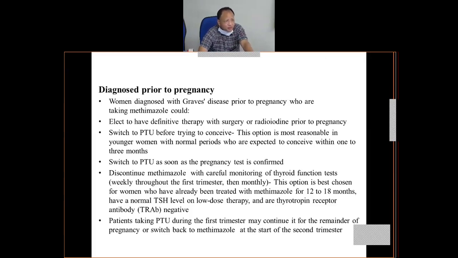Switch to PTU before trying to conceive, or as soon as a pregnancy test is confirmed. Discontinue methimazole with careful monitoring of thyroid function tests. Whenever a patient taking methimazole becomes pregnant, you switch over to PTU. However, whenever you switch patients from methimazole to PTU, it has to be given at a lower dose and properly monitored. A patient taking PTU during the first trimester may continue it for the remainder of the pregnancy or switch back to methimazole at the start of the second trimester.